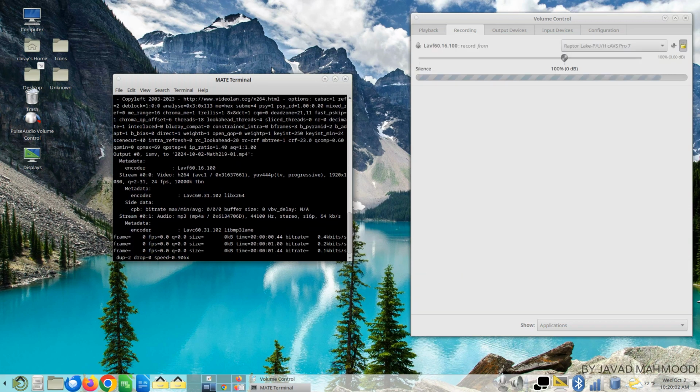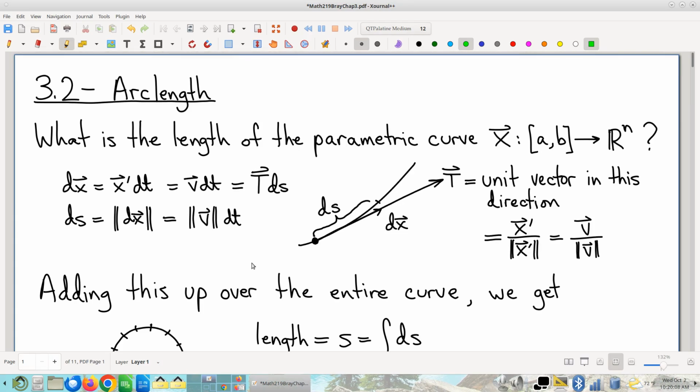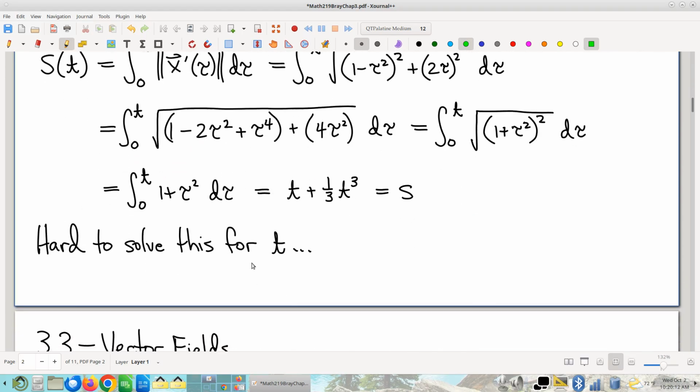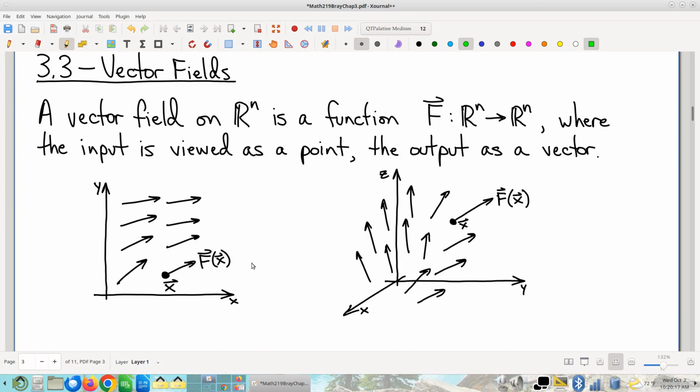Okay, so we're up and running. Here's where we left off. We were talking about arc length and such, and so we actually finished this section. I guess I was on the wrong page. Okay, so here's where we left off. So starting with 3.3 about vector fields.